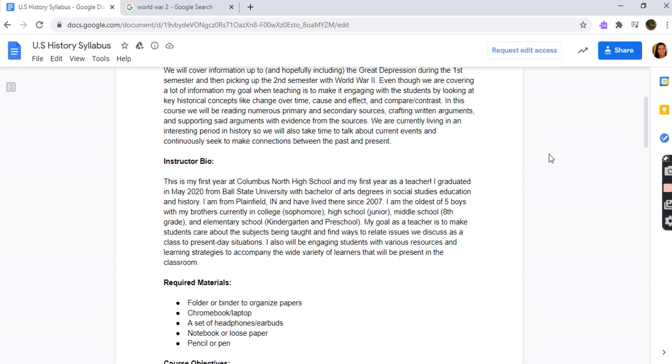My goal as a teacher is to make students care about the subjects being taught and find ways to relate issues we discuss as a class to present-day situations. I also will be engaging students with various resources and learning strategies to accommodate the wide variety of learners that will be present in the classroom.